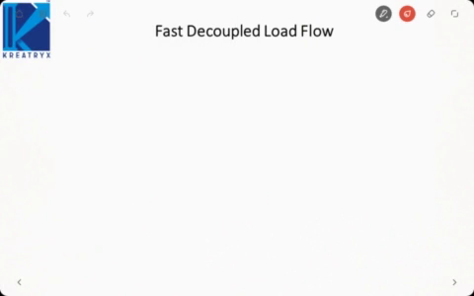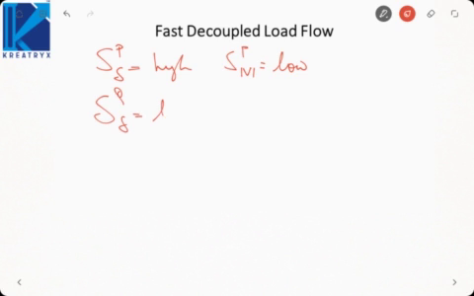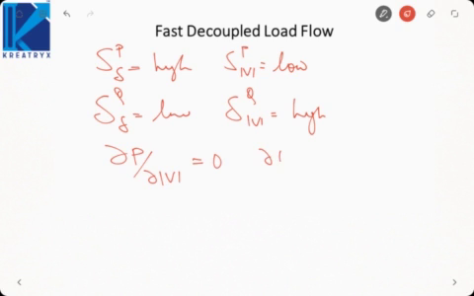The next method is called the decoupled load flow method. As I told you, sensitivity of real power with respect to delta is high, whereas sensitivity of real power with respect to mod V is low. Similarly, sensitivity of Q with respect to delta is low. Sensitivity of Q with respect to mod V is high. So what we do is, we take del P by del mod V as 0, del Q by del delta as 0. So that means the off diagonal elements are reduced to 0. So the HN matrix will become now H, 0, 0, L.